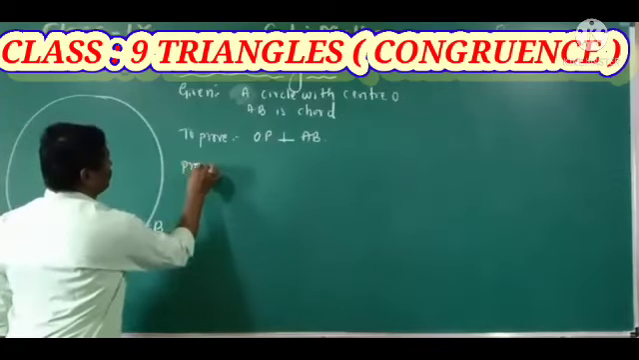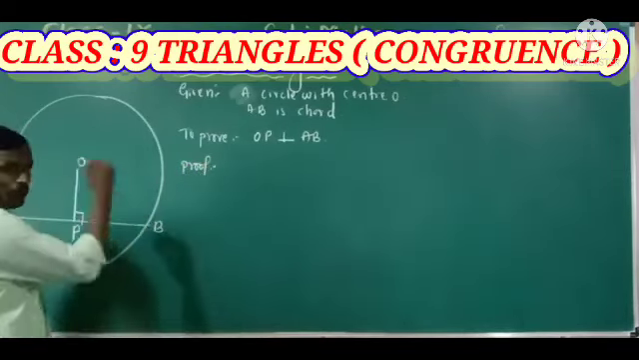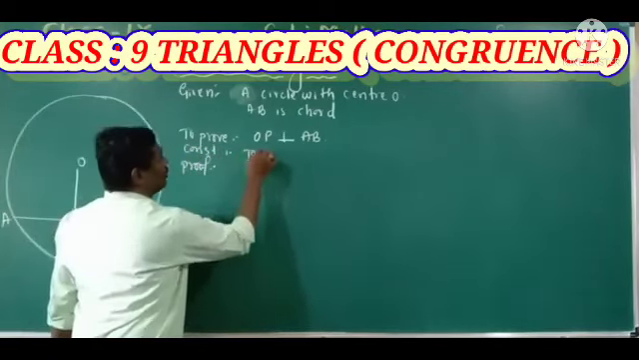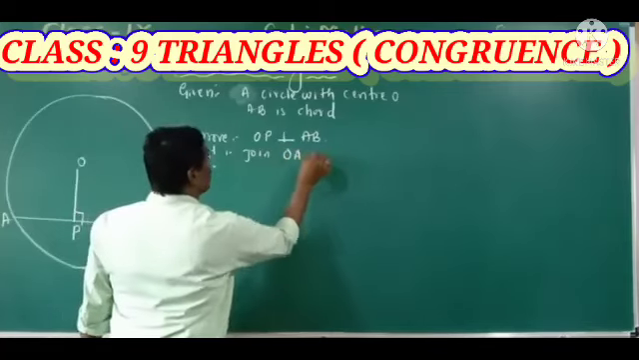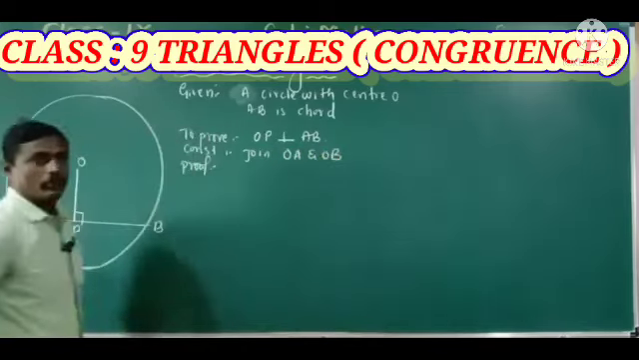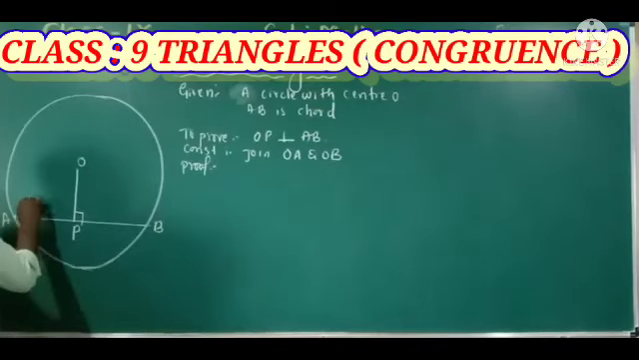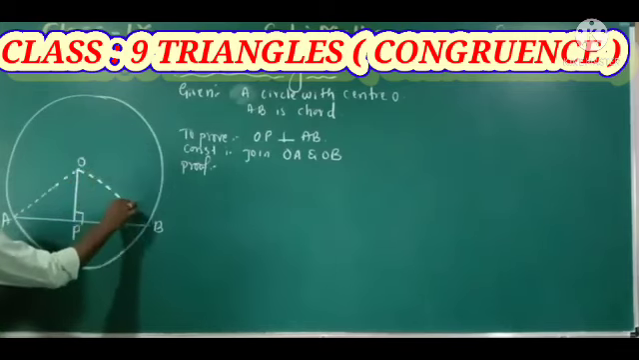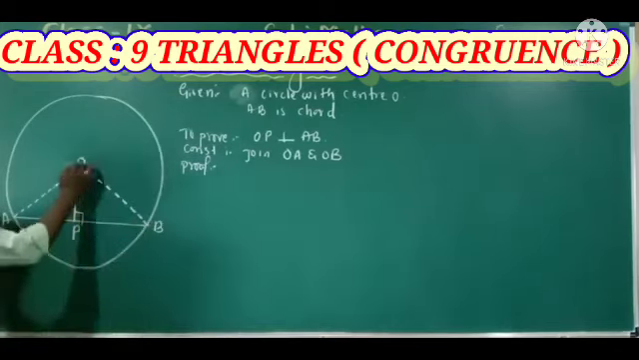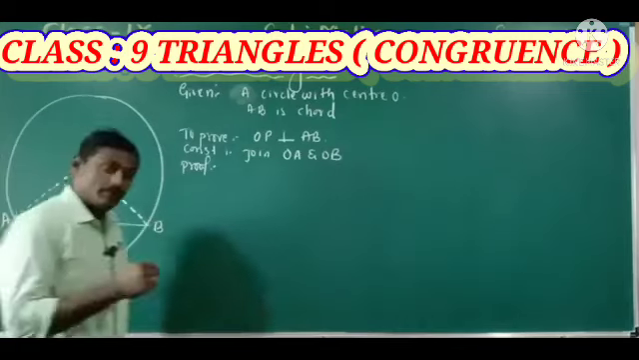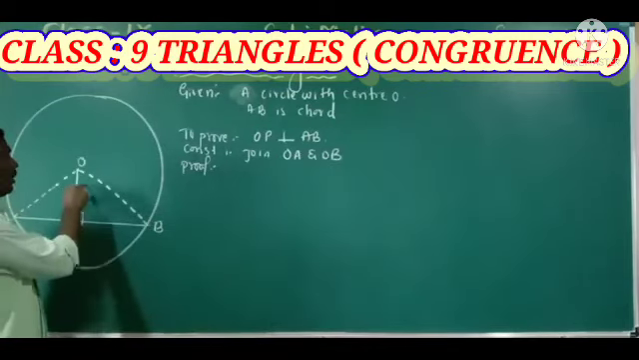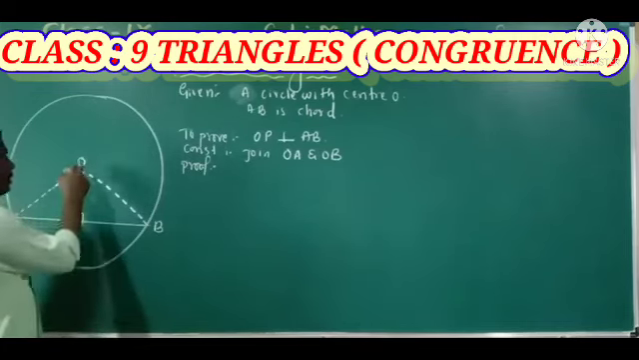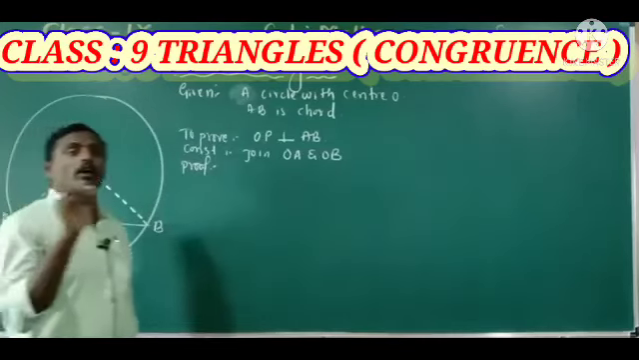Proof. Before the proof, you need to construct some parts. Construction: join OA and OB. Just join these two points, OA and OB. What does it indicate here, OA and OB? OA and OB are the two radii of the given circle, because these lines are drawn from the center of the circle to the circumference.